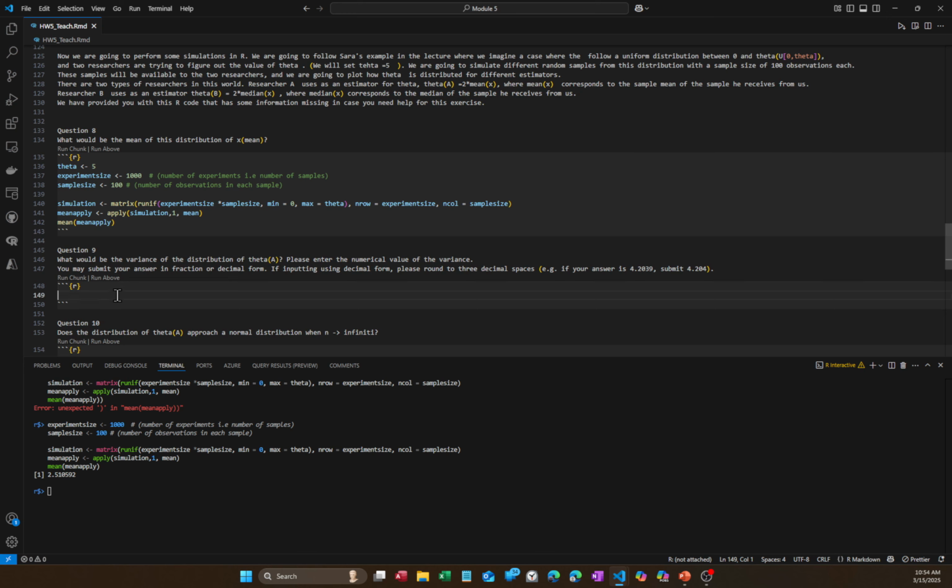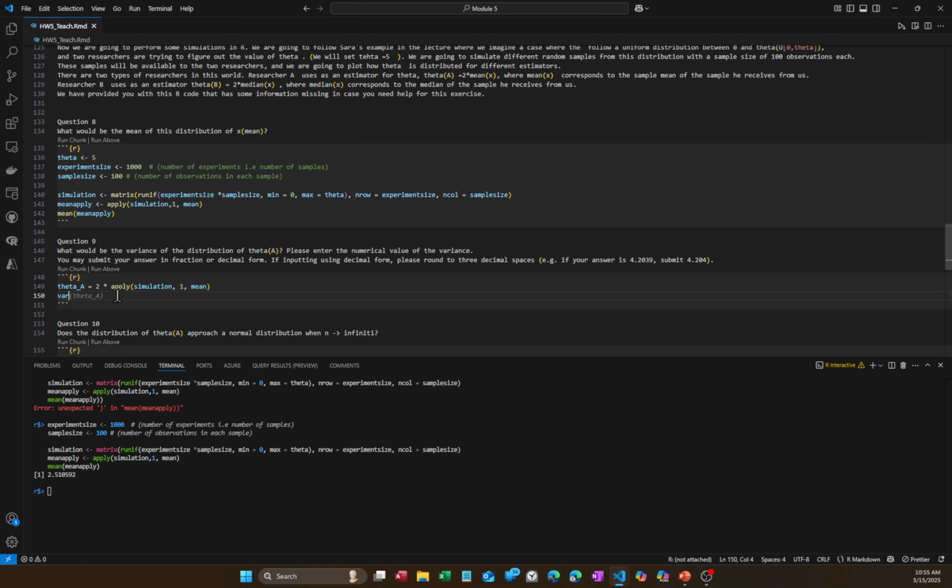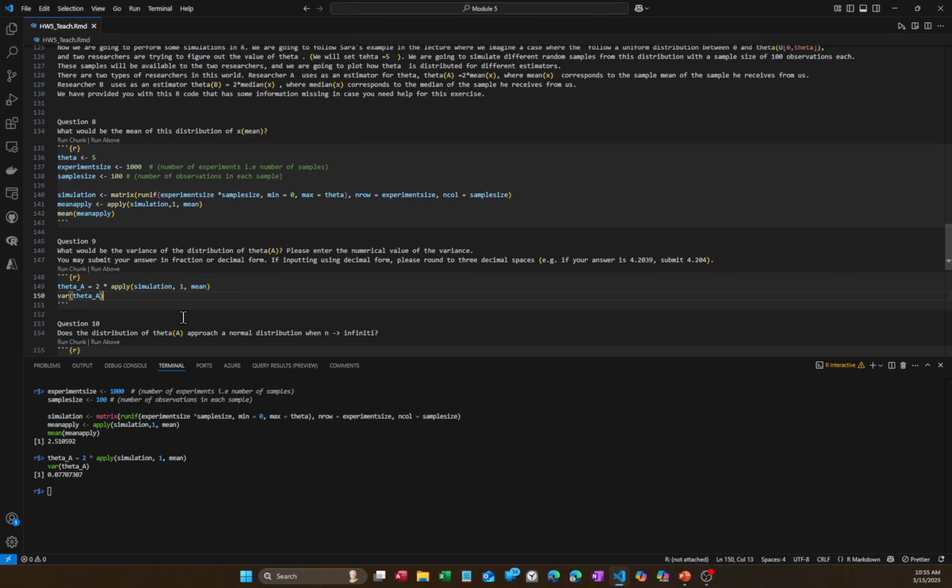To do this, we need to understand what theta A is. Theta A is equal to 2 times the mean we get after we apply it on the simulation matrix, and it's going to be a vector. Then we apply the variance on top of that, and this should give us the variance of theta A, which is 0.077.